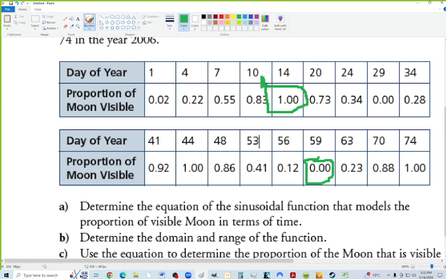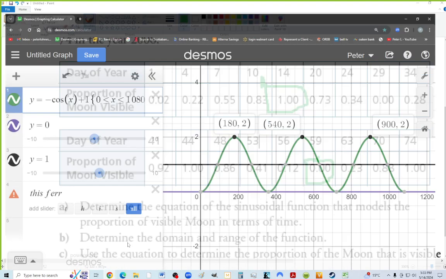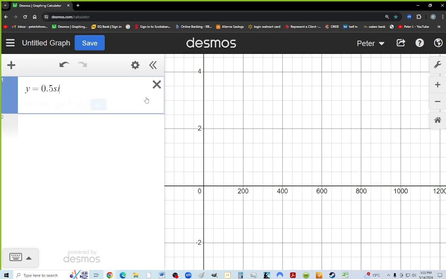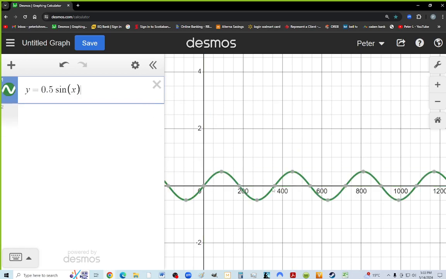What's the axis? If the max is 1 and the min is 0, what's the axis? 0.5. Yeah, beautiful. So maybe we'll go to decimals, and we'll say y is equal to sine 0.5. We'll just start there. Oh no, this one goes down to -0.5. I have the right amplitude, half up, half down, but my min's wrong. My min should be at 0, and it's at -0.5.